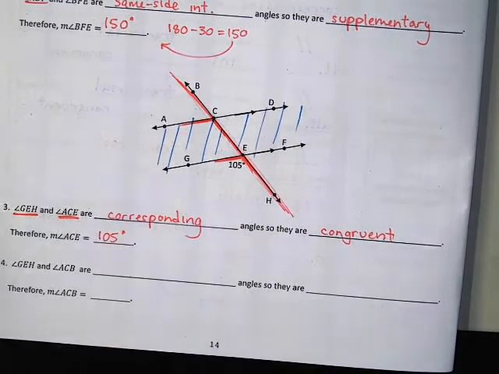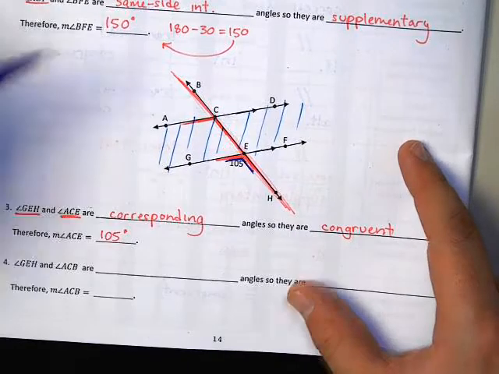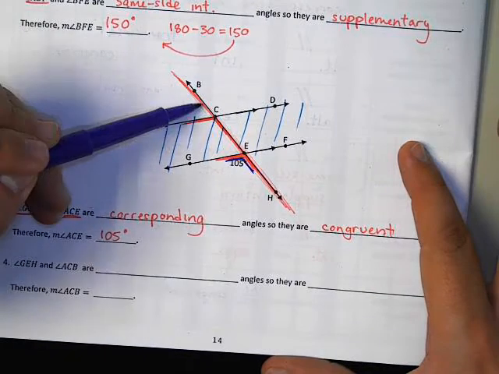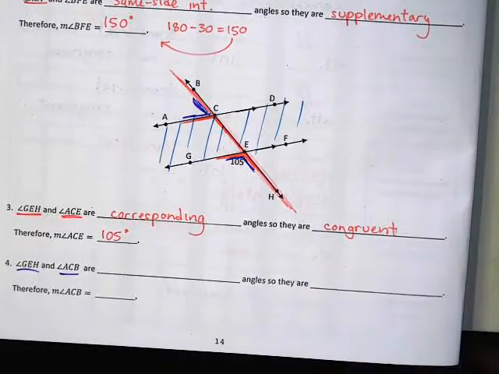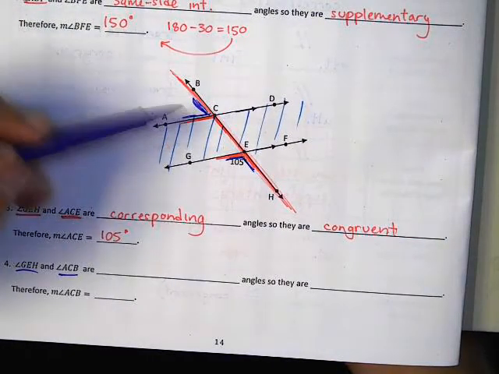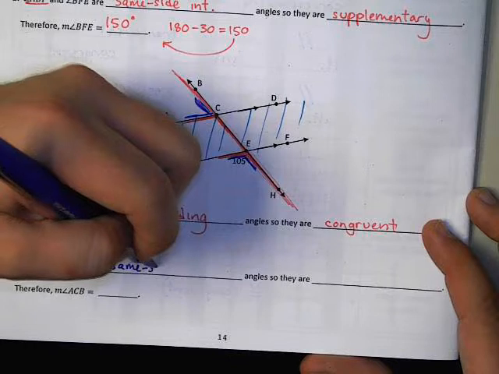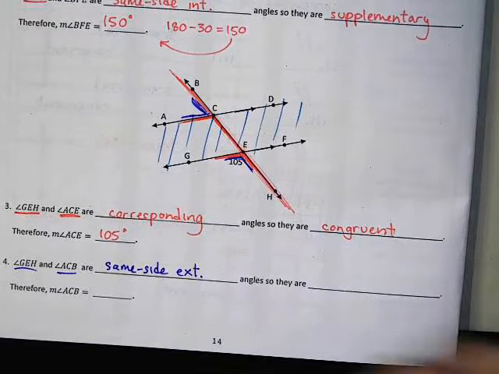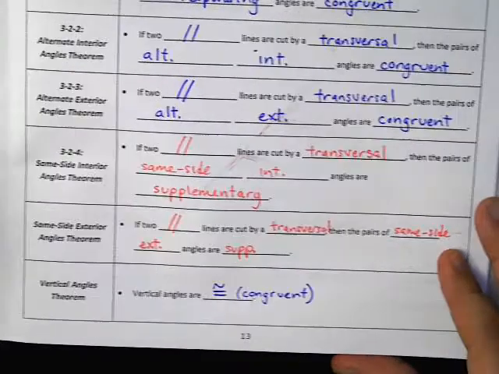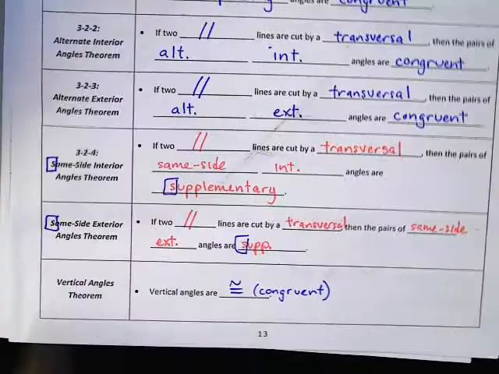Now, if we look at GEH and ACB, GEH is over here, and ACB's up here. Hopefully you agree with me that again they're on the same side. And this time they're both on the outside, so we have same side exterior angles. And we know that same side, ooh, I should write that. I didn't do that in my notes. Same side, supplementary. My bad, please add that.